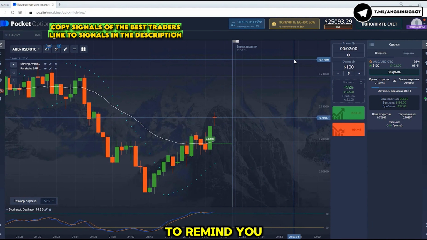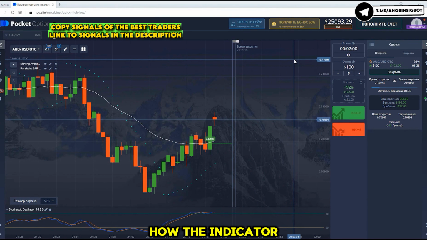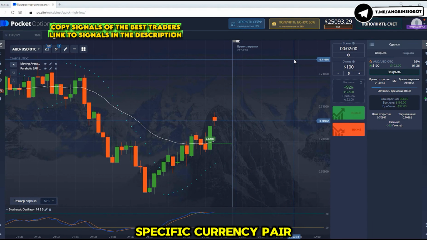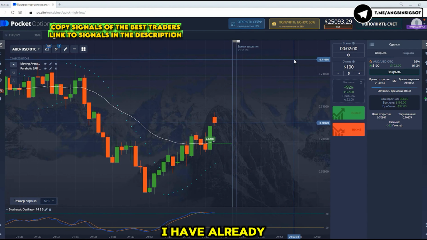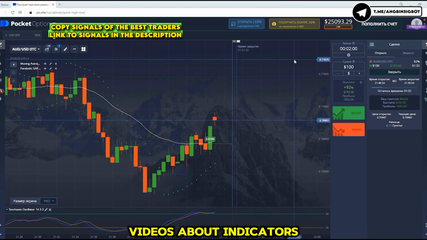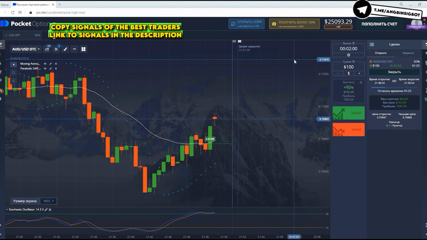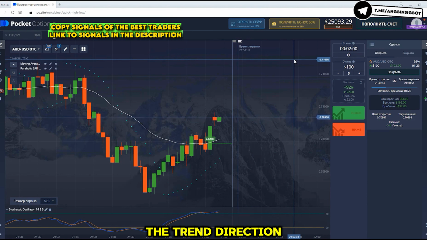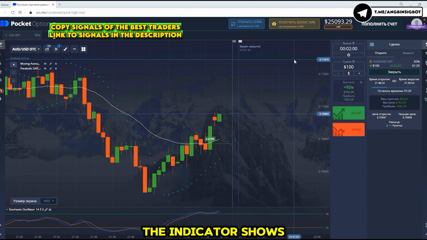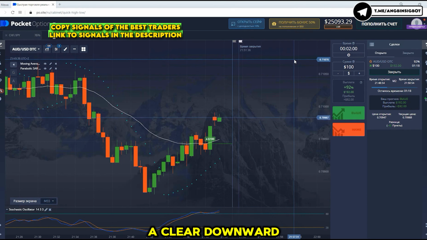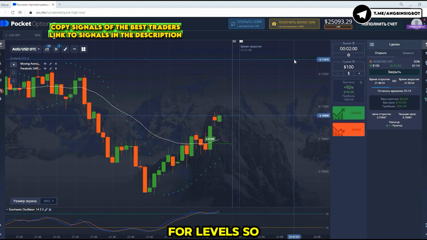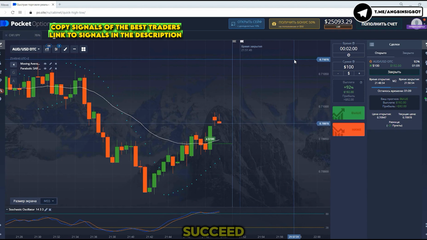Friends, I also want to remind you that it is essential to watch how the indicator works on a specific currency pair. This is a mandatory condition. I have already mentioned this in all the videos about indicators. A mandatory condition for working with the indicator. And naturally, conduct at least a minimal technical analysis, look at the nearest levels and see what the trend direction is. For example, if the indicator shows an upward movement but you have a clear downward trend, there can naturally be problems at that moment. The same goes for levels. So friends, make sure to test this strategy, use your heads, and you will succeed.